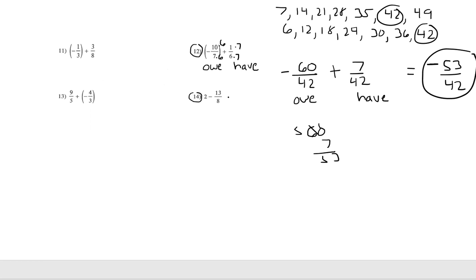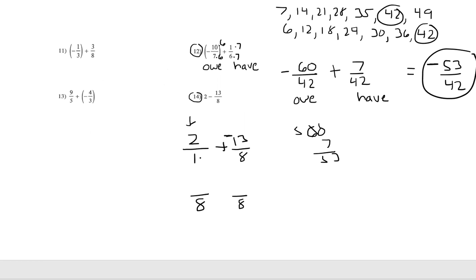Okay, on number 14, you have a 2 minus 13 over 8. So remember the 2, we're going to put that over a 1 to make that a fraction. And remember, subtraction, we always change to addition. So we keep this the same, we change this, and we change this. Okay. Now we find a common denominator. So the common denominator between 1 and 8 would be 8. That's their least common multiple.